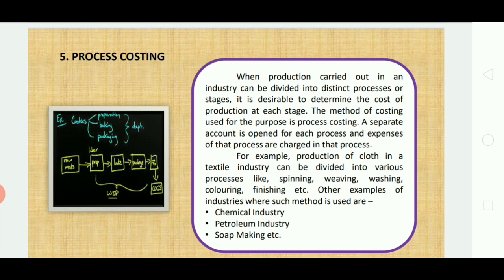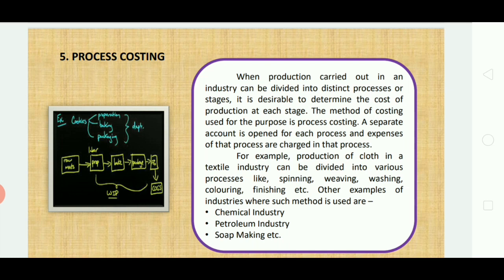For example, production of cloth in a textile industry can be divided into various processes. Here one of the examples given is of the textile industry, in which you are manufacturing the cloth, for which you are using raw material like cotton. Cotton you use as a raw material. But after receiving the raw material like cotton, you need to pass that raw cotton through different processes. You need to pass the raw cotton through different processes.